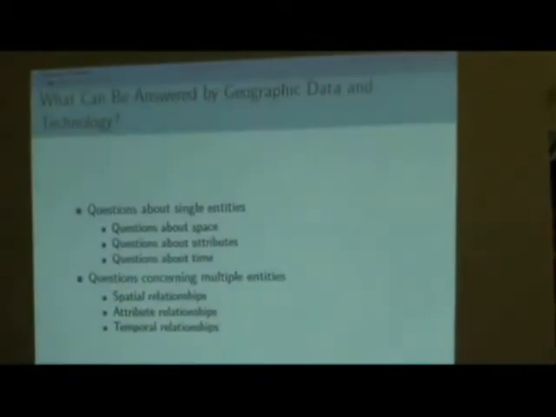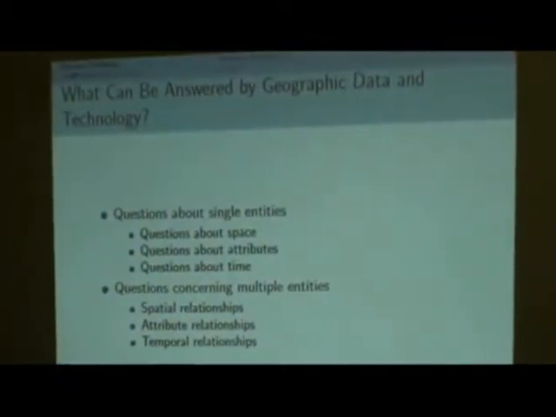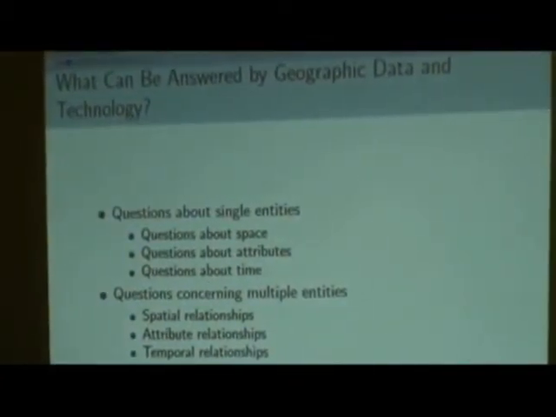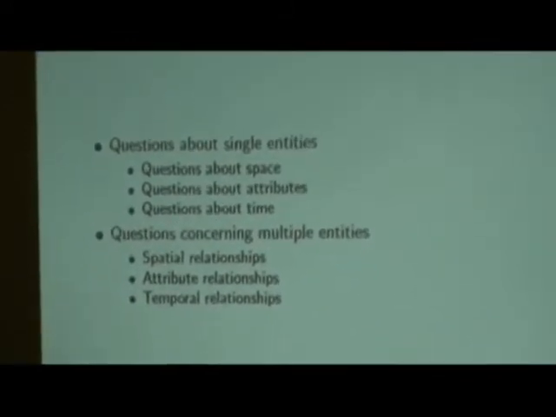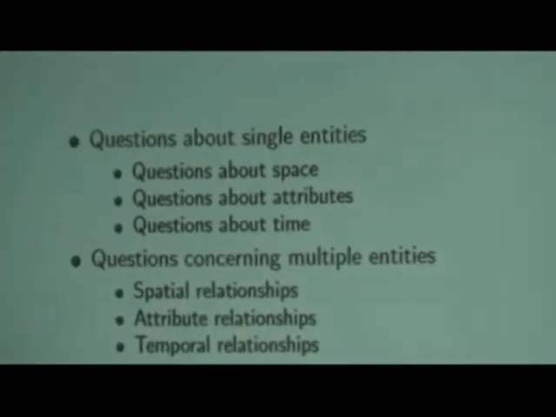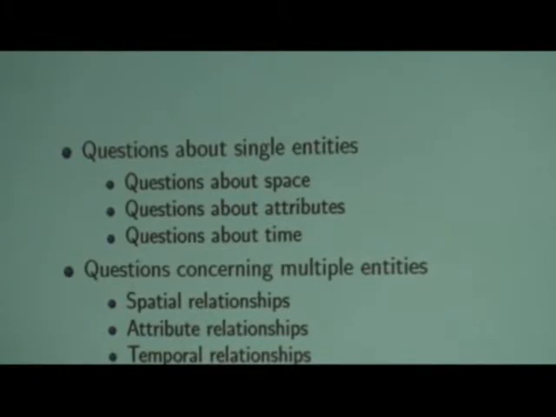So what exactly could be answered by geographic data and technology? It's the questions about space. Where are things located? Where are features on the Earth? Where are churches? These are things about space. Questions about attributes are concerned with things like where people are located, and who exactly is located where. Questions about time: when was the measurement taken?